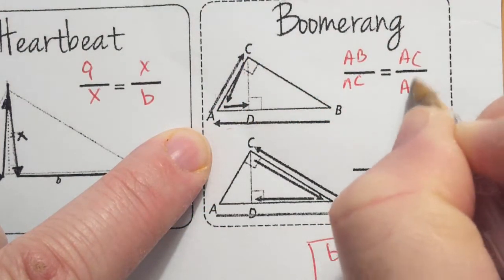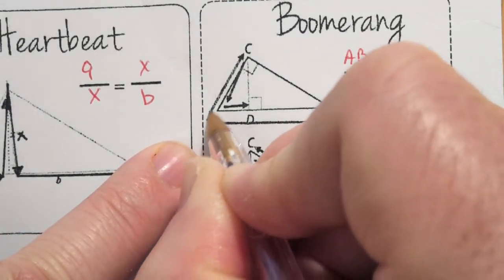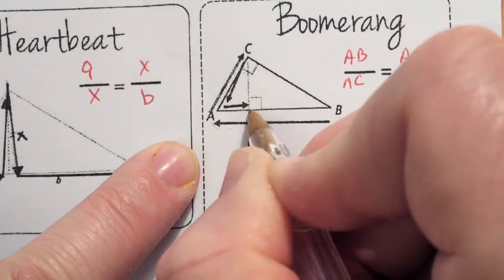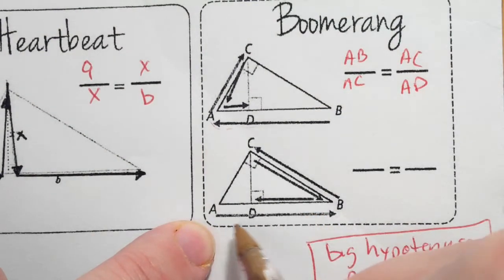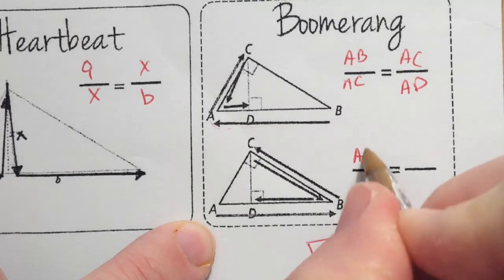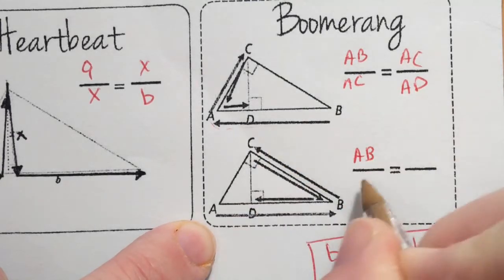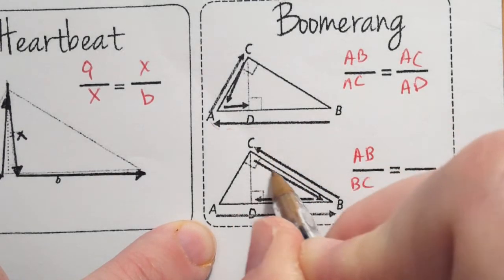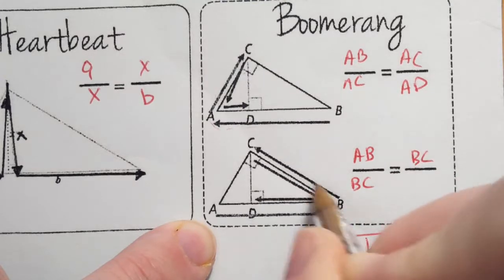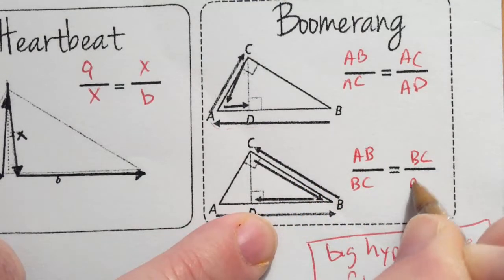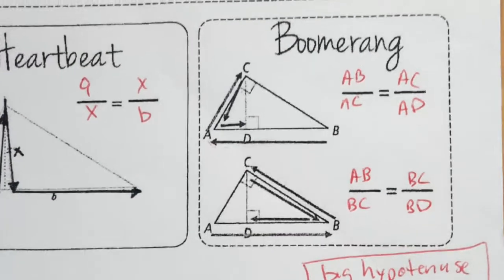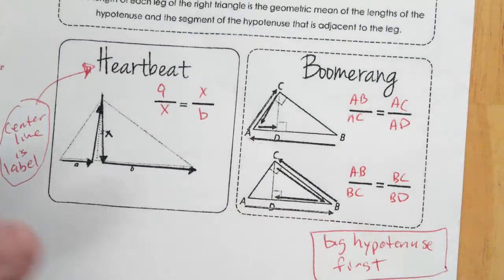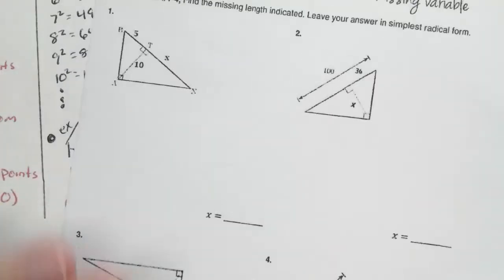AC over AD. So you do all of this over all of this, and then you backtrack, but you don't make it all the way home. Or you could go in this direction, depending on what's labeled. So it's all of AB over BC, and then you backtrack BC over BD, but you don't make it all the way home. Okay, so this is all you're going to be doing. These right here, heartbeat and boomerang. Really easy to do once you know what you're doing. All right, let's give it a try.